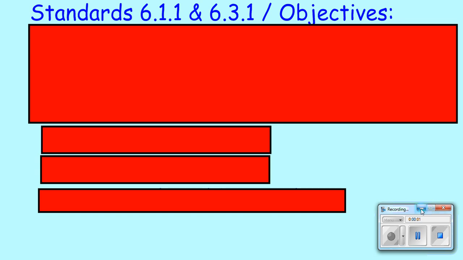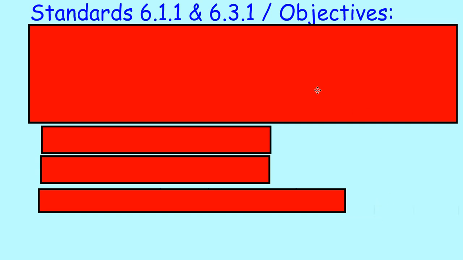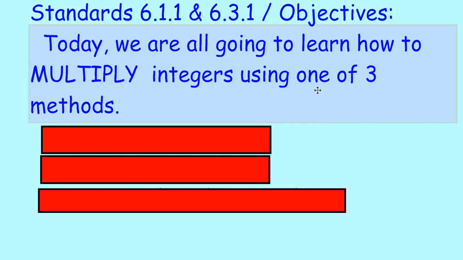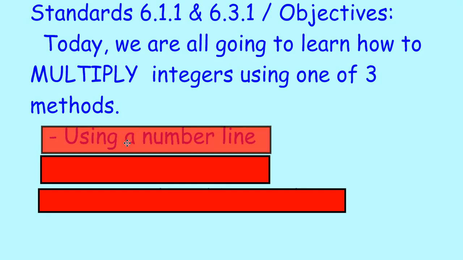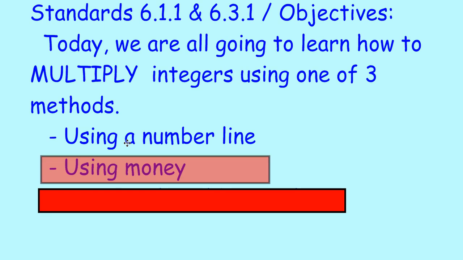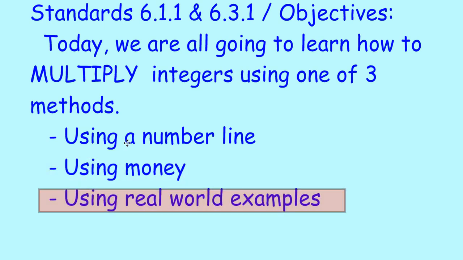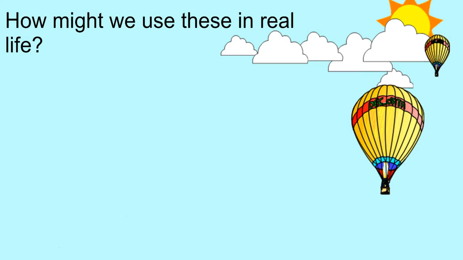Alright, ladies and gentlemen, today we're going to work on multiplying integers. Our objective is that we will all be able to learn how to multiply integers using one of three methods. We're going to use the number line, we're also going to use money, and of course using real-world examples. So some of you are probably thinking, how would we use this in real life?